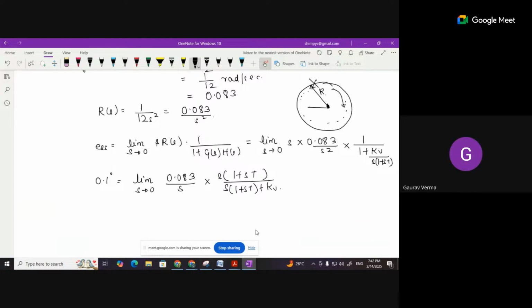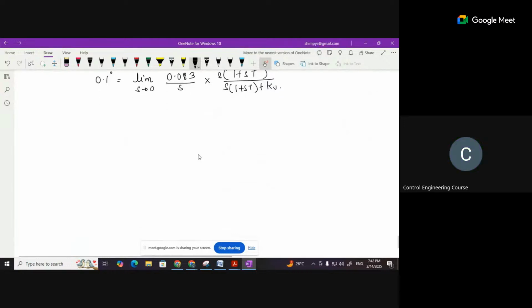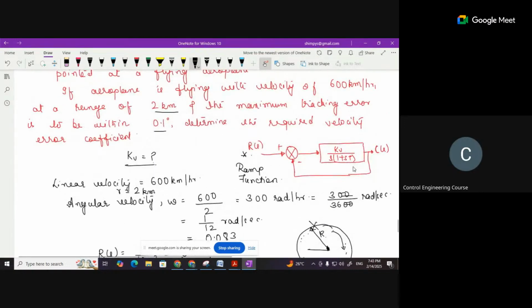One degree was the given value, right? Yes, 0.1 degree, I guess. Or 1 degree, 0.1 degree. 0.1. Ma'am, what is ST here? Here it is given. See, ST. It's just a random variable. Okay.